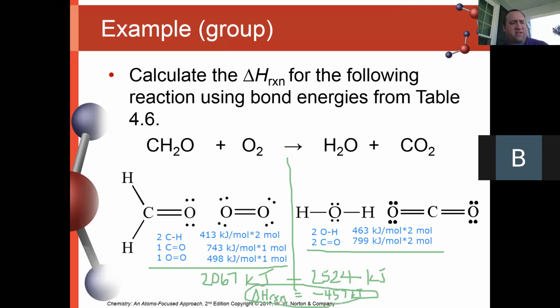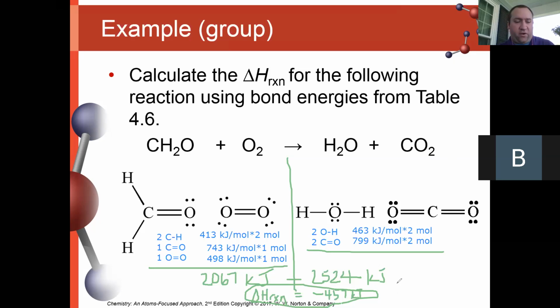And this does make sense. I mean, compared to the last reaction that we had, combustion reactions are more exothermic. Combustion reactions are generally quite exothermic because we're talking about something catching on fire. And so when formaldehyde catches on fire and produces these products, this is the result, and we get a good bit of heat.